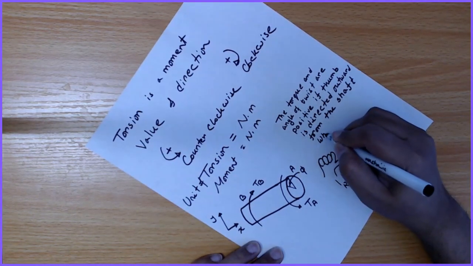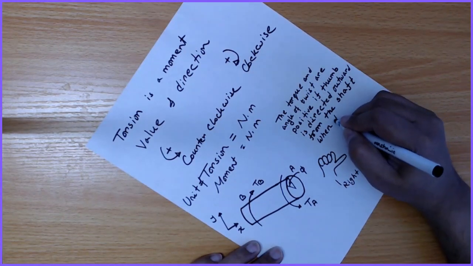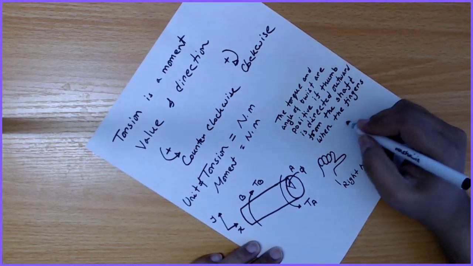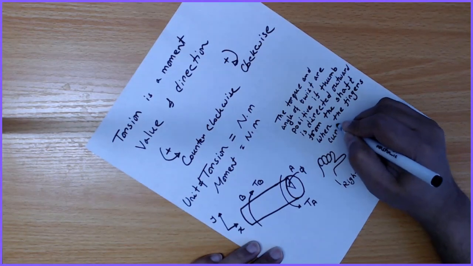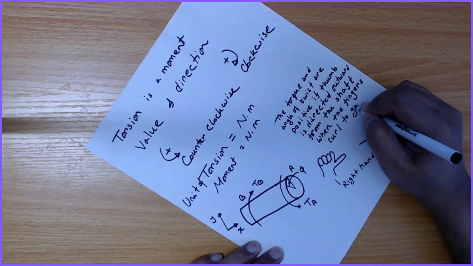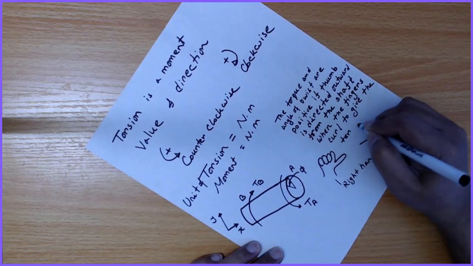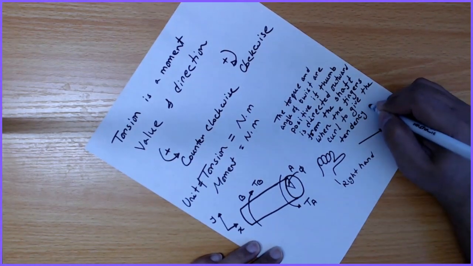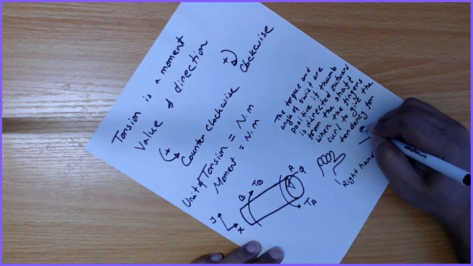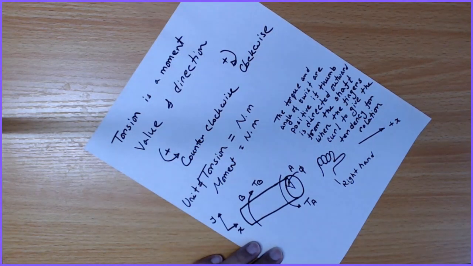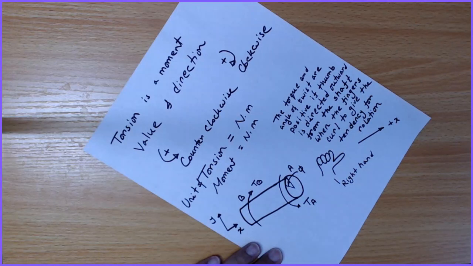when the fingers curl to give the tendency for rotation. So this is very important to understand the right hand rule because it actually gives you the direction. It helps you to decide the direction of the torque.